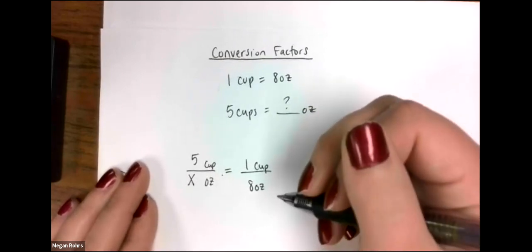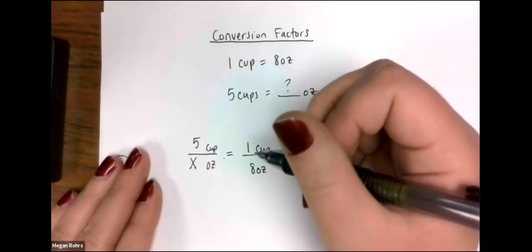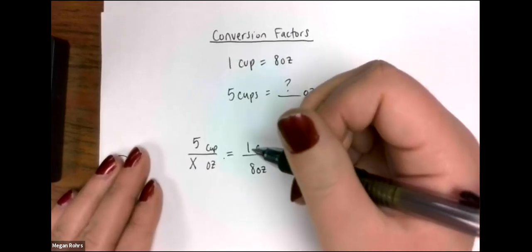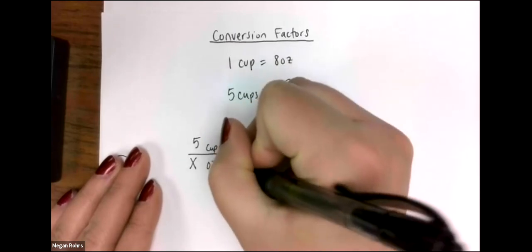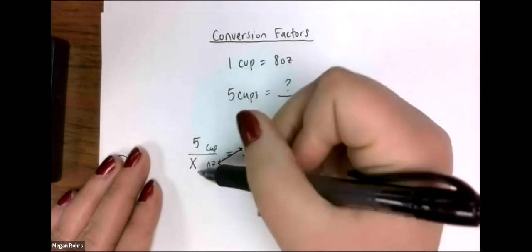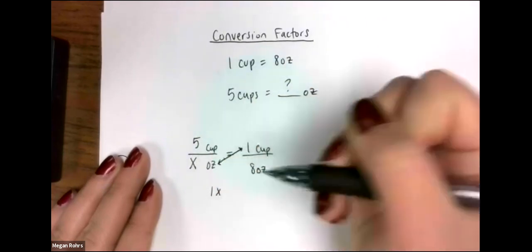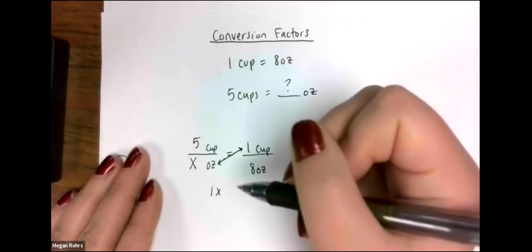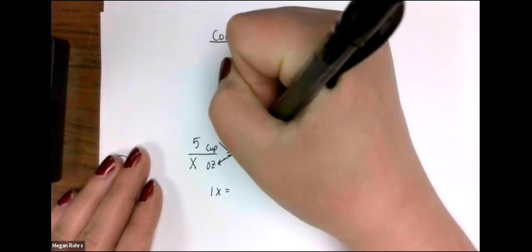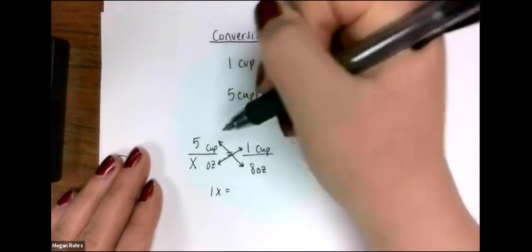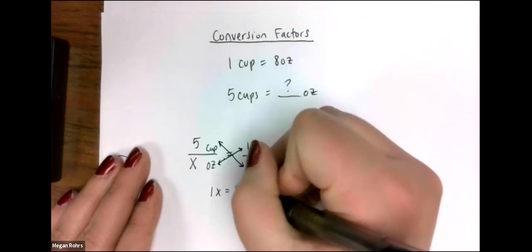How we solve for x, we're going to use the method of what we call cross multiplication. So we're actually going to look diagonally here, and we're going to take 1 times x, which would just give us 1x. And then we're going to set that equal to our cross multiplication this way. So 5 times 8 gives us 40.